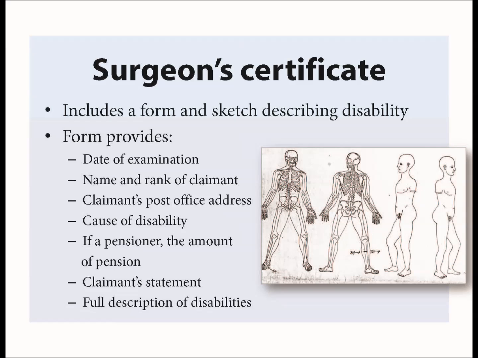The forms included on the disability include the dates of the various examinations, the name and rank of the claimant's post office address, the cause of his disability, the amount of the pension that he actually got, and will give you a full description of the disabilities, sometimes in more detail than you care to know.